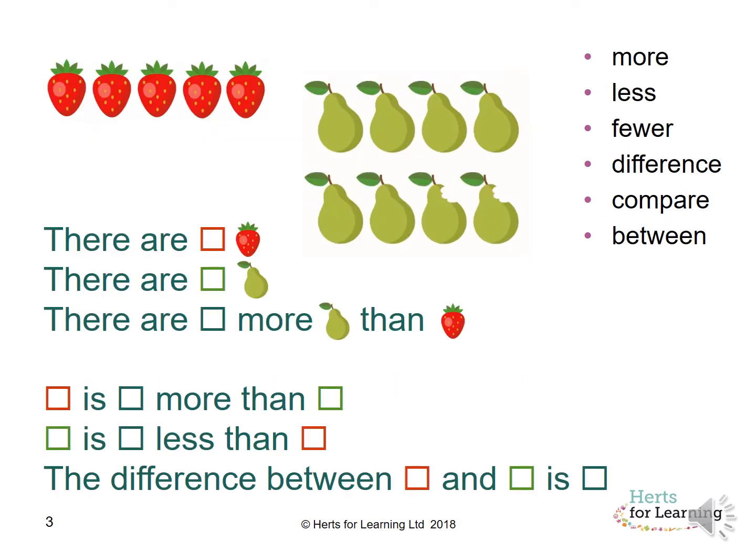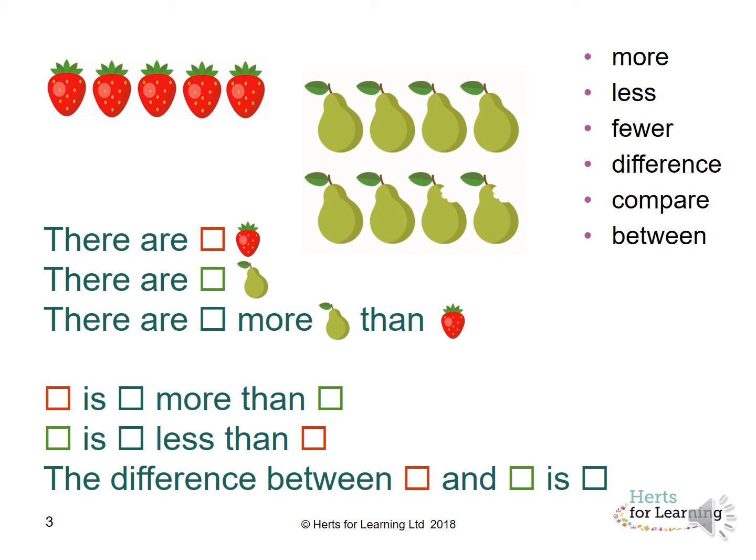Okay, back to our fruit. So we're going to fill in those sentence stems again. We're going to compare the amounts of our fruit and work out the difference between them. So how many strawberries have we got? How many pears have we got, first of all? So we have got 5 strawberries and we have got 8 pears.